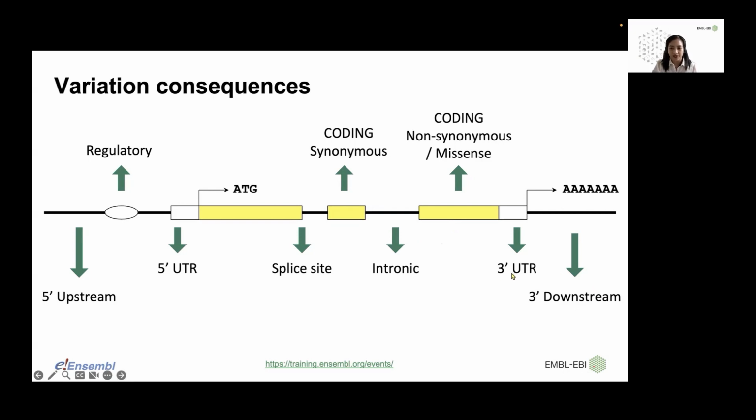So to summarize, in Ensembl, we take each variant, we plot them along the genome, and depending on where the variant falls within a gene, we assign a consequence to that variant.